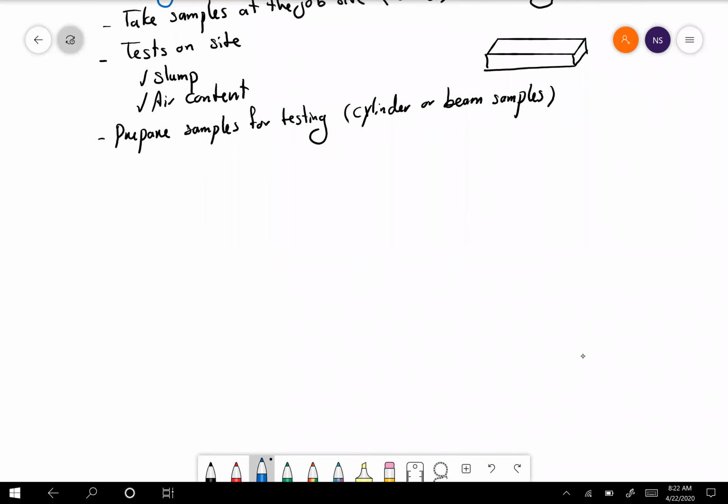Now we talked about the slump test before, and in the course notes you should be able to see the process for doing the slump test that we need to follow. But there's one other test that we probably didn't get a chance to do in the lab. That's measuring the air content of the fresh concrete.